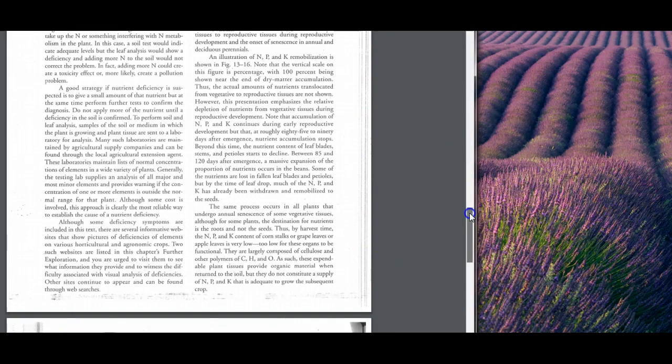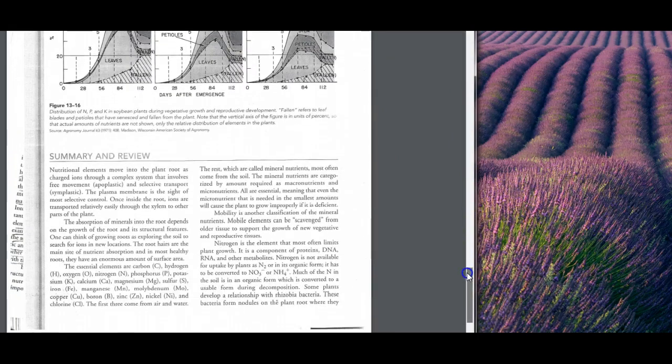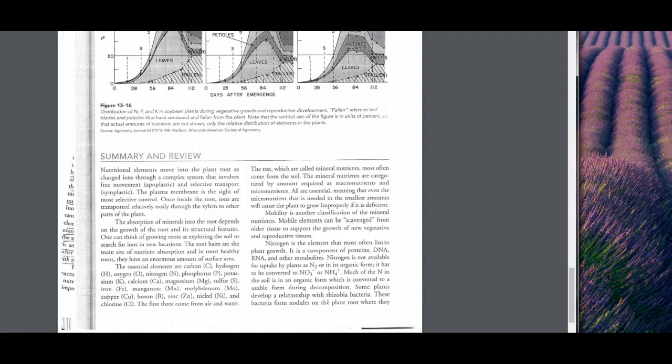Okay, and we've already looked at that picture. So we'll just finish up our review of our textbook here for the end of this chapter, and then we'll go on into looking at some of the other micronutrients such as boron and chloride and zinc in the soil.